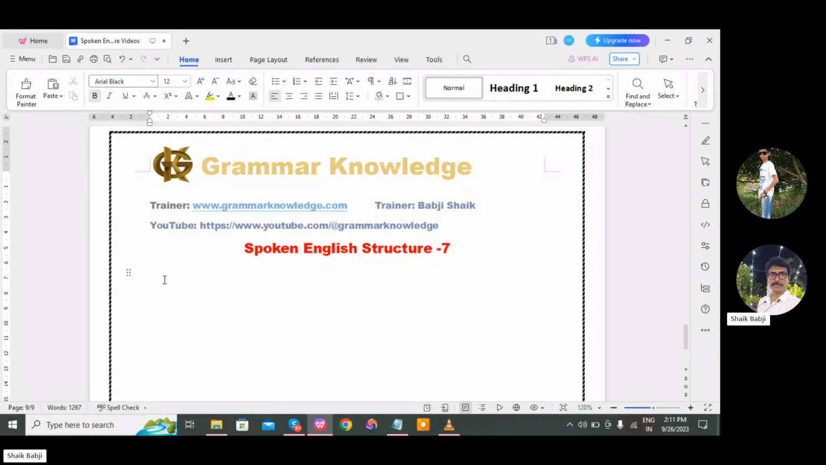Okay, let's start the structure. The new structure, seventh structure. What is this seventh structure? The structure is I have plus noun.